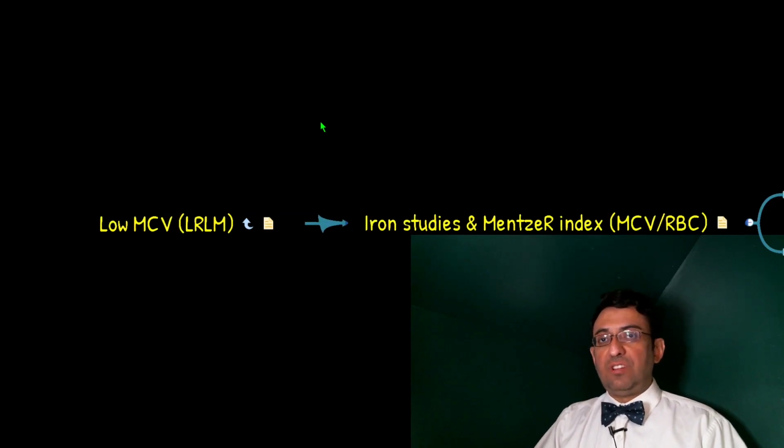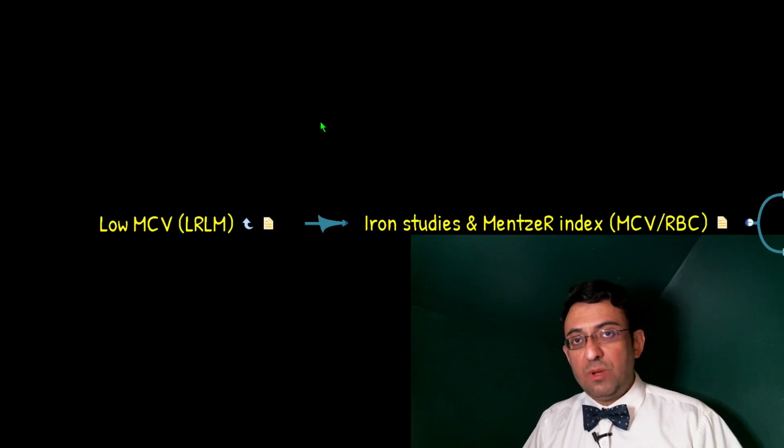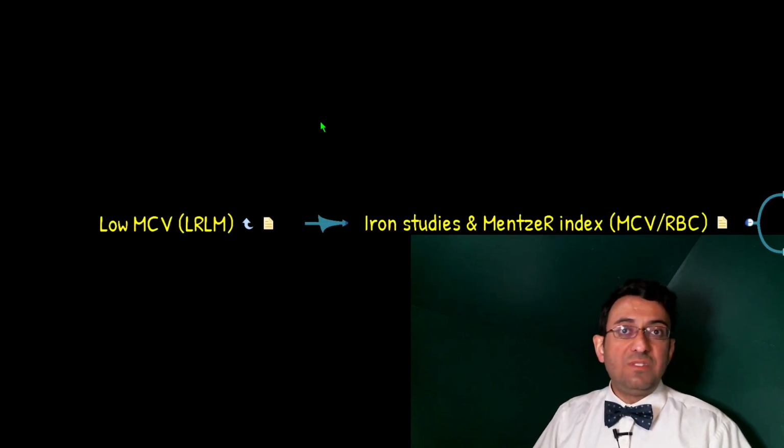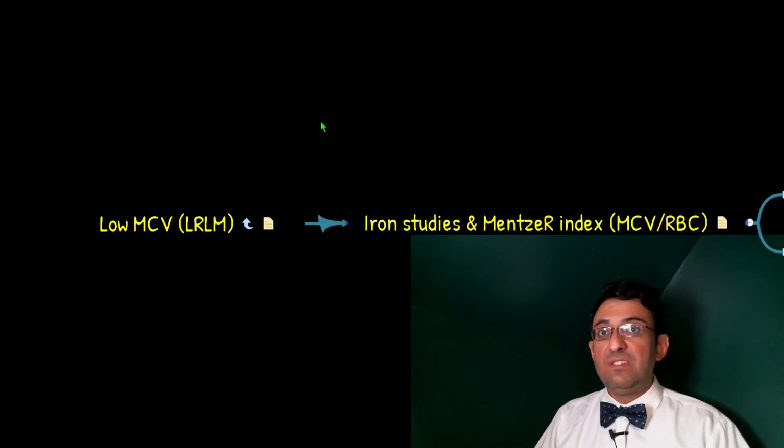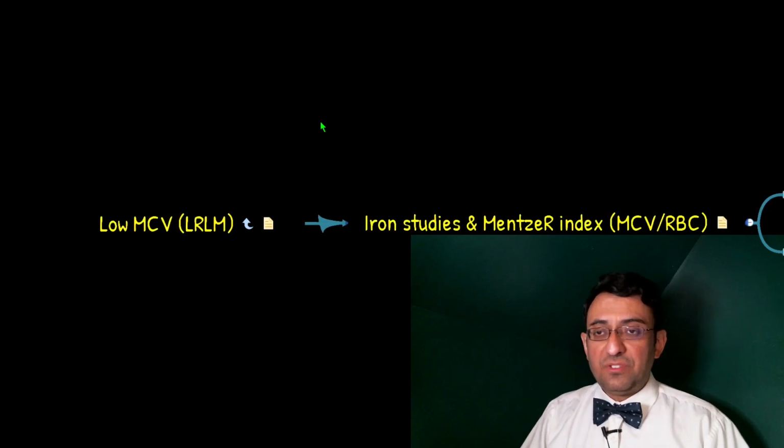What is the very first test to order in any patient with microcytic anemia? That's a patient with symptoms of anemia for whom we ordered CBC with differentials and RBC indices, and we figured out the mean corpuscular volume is less than 80 femtoliters. The very first next step will be ordering iron studies.